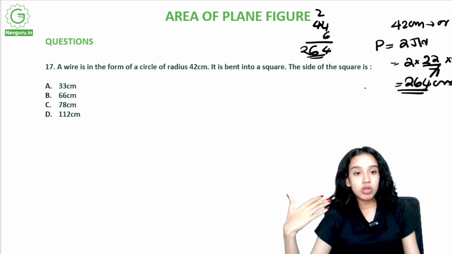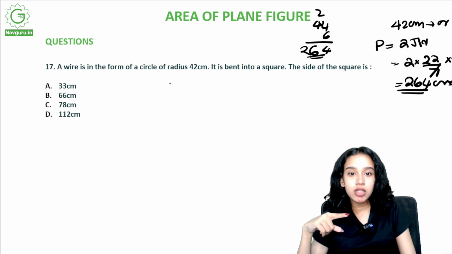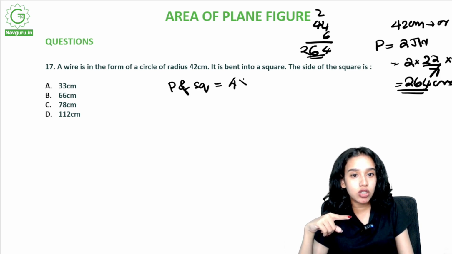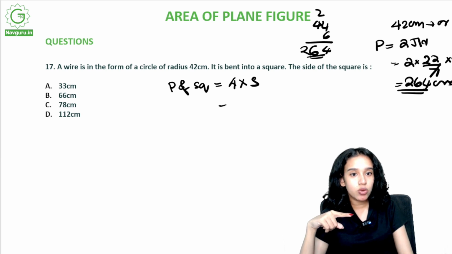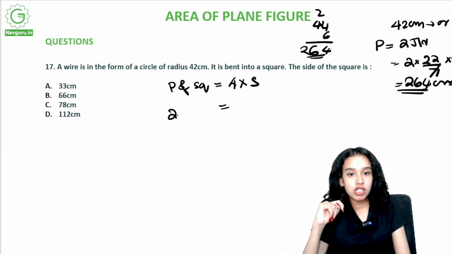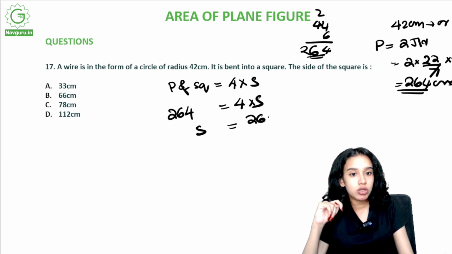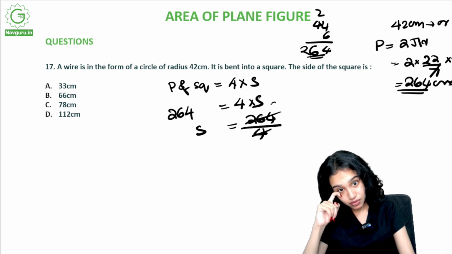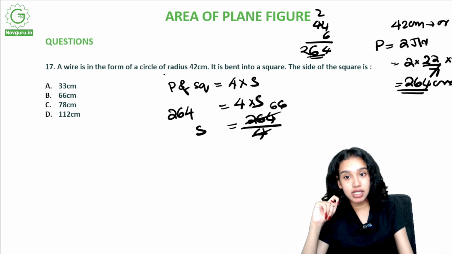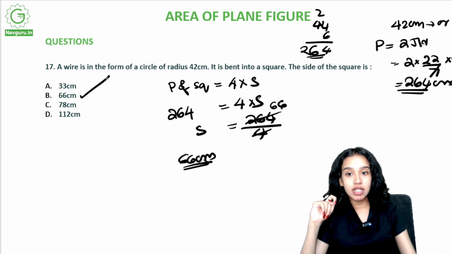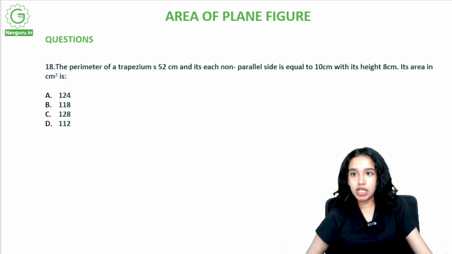Now it is bent into a square. So perimeter of a square is equal to 4 times the side length, right? So what is the perimeter given? It's 264. This should be equal to 4 times the side length. So what is side length? Side length would be equal to 264 divided by 4. Now 6 fours are 24 and we have 24 here and 6. So the answer, the side of the square would turn out to be 66 centimeters. Let's move on to the next question.